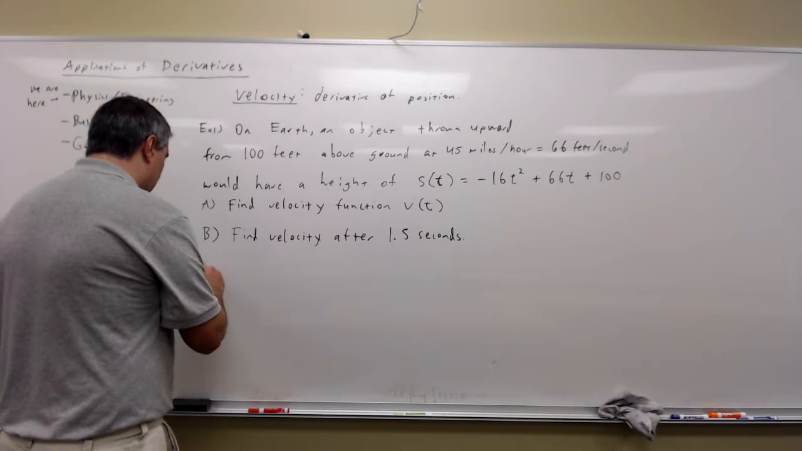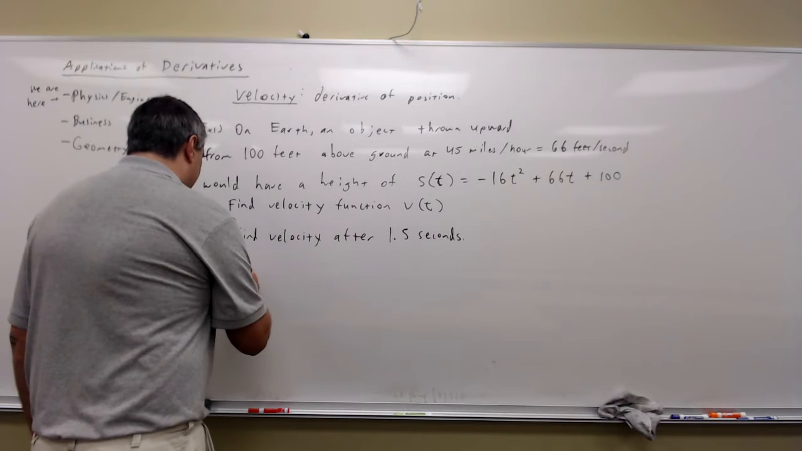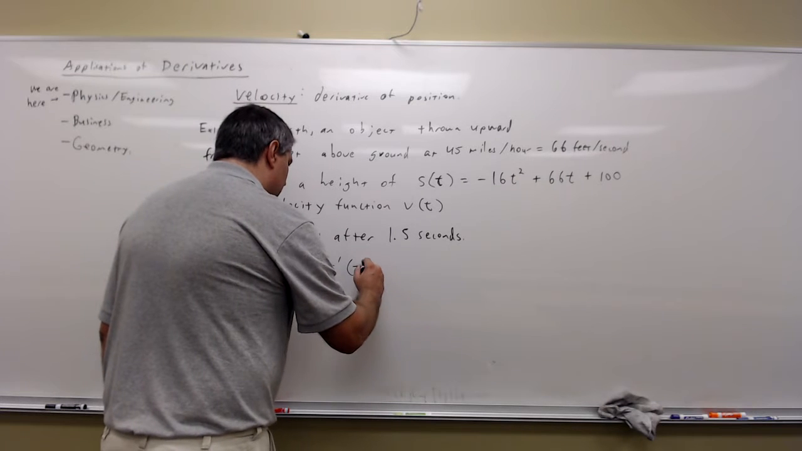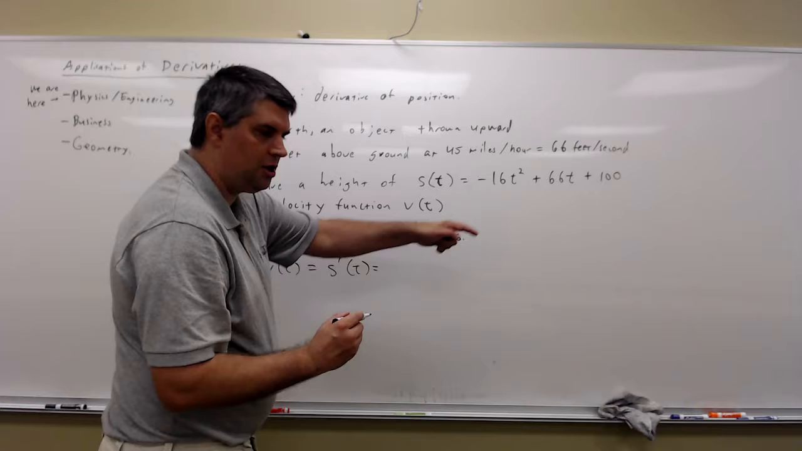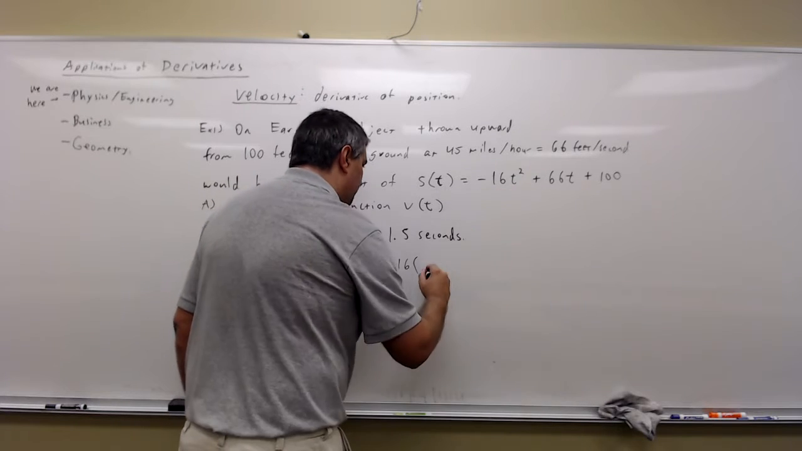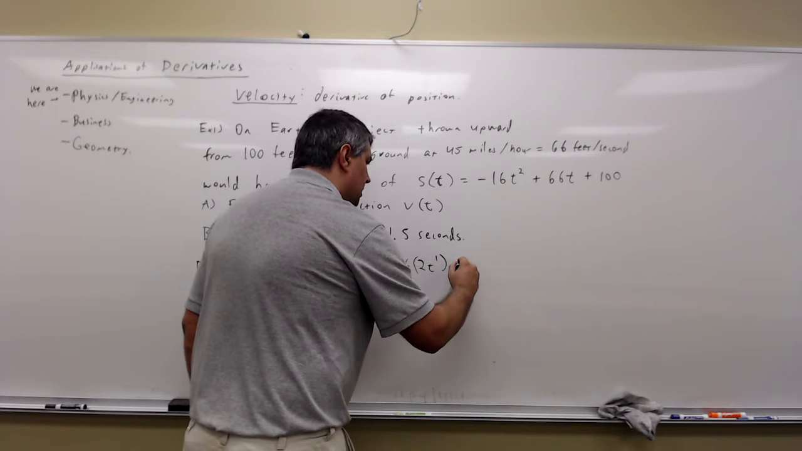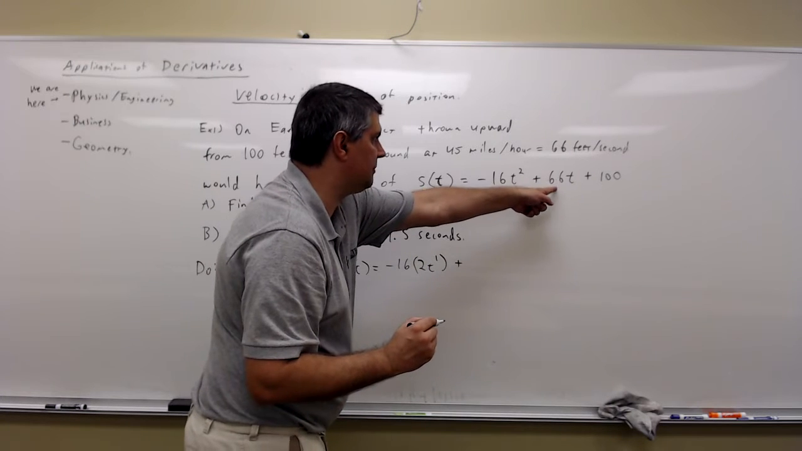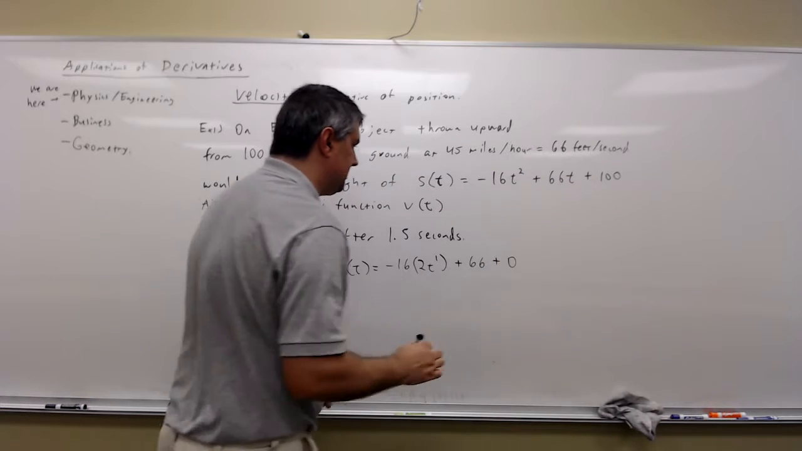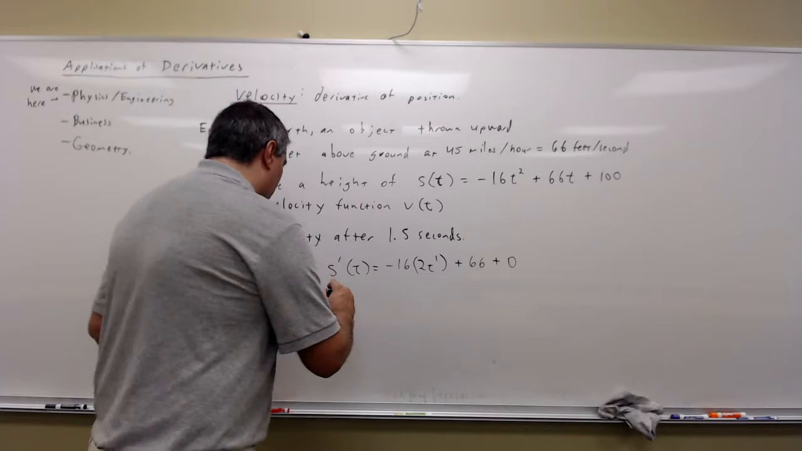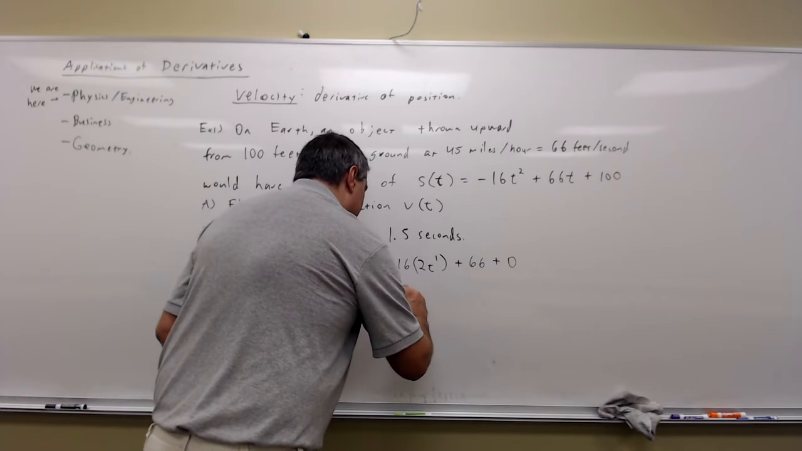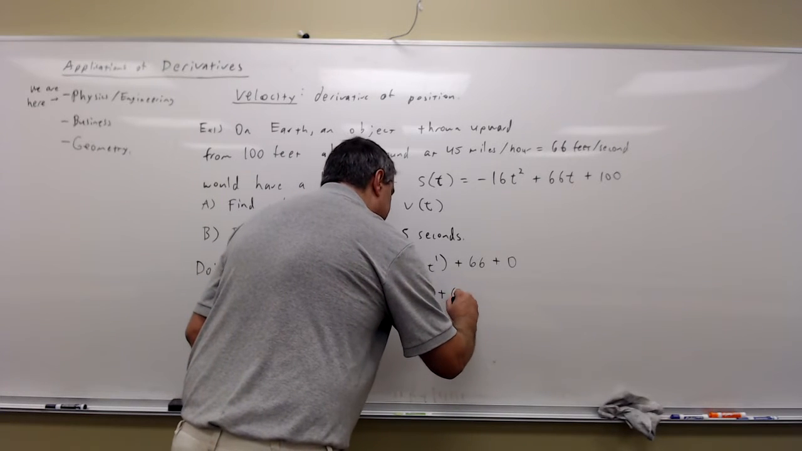Okay? A, v of t equals s prime of t, which means the derivative of this. So that'd be negative 16 times the derivative of t squared, which would be 2t to the first. The derivative of something times t is just the something, and the derivative of the constant is 0. So v of t, the velocity function, is negative 32t plus 66.